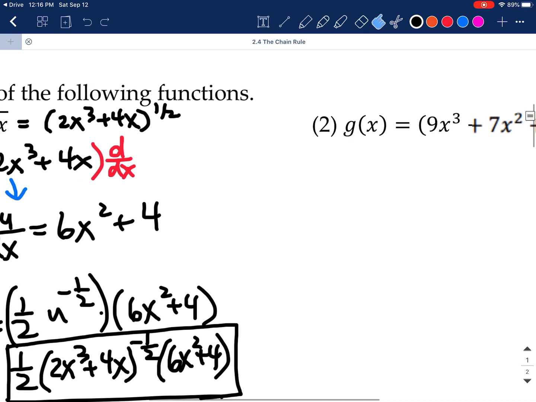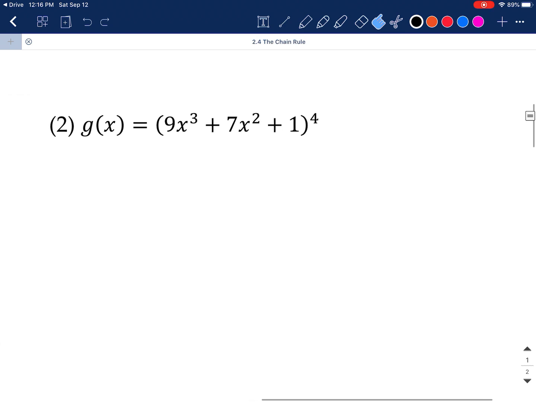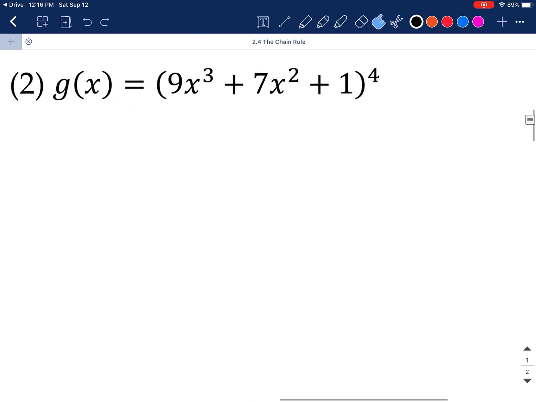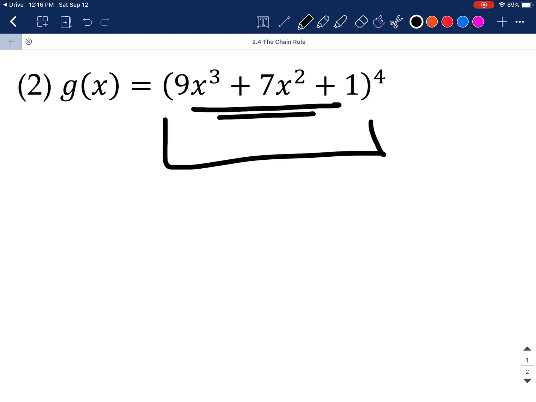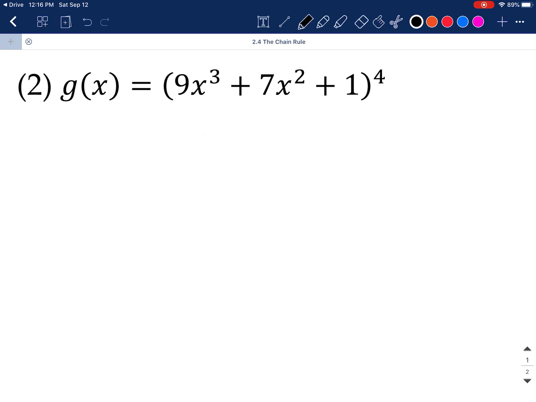Okay. So let's look at a second example here. So we've got g of x equals 9x cubed plus 7x squared plus 1, quantity to the 4th. So what I'm going to do here is use this kind of shorthand method for this. So I can see that the inside function is the cubic, the outside function is the 4th degree power term.